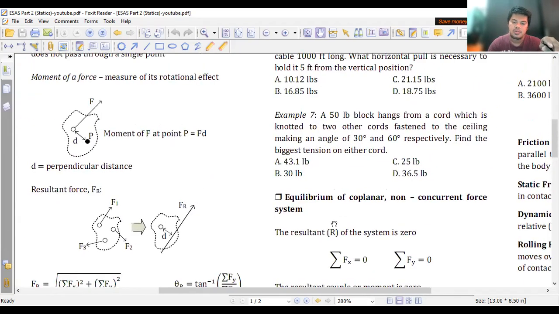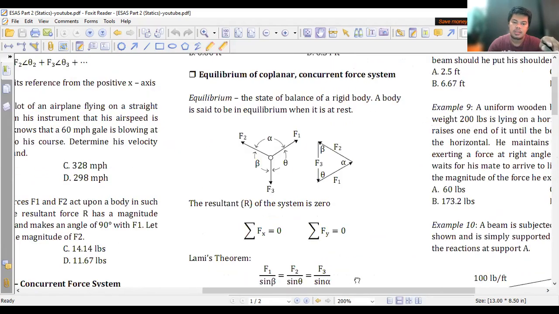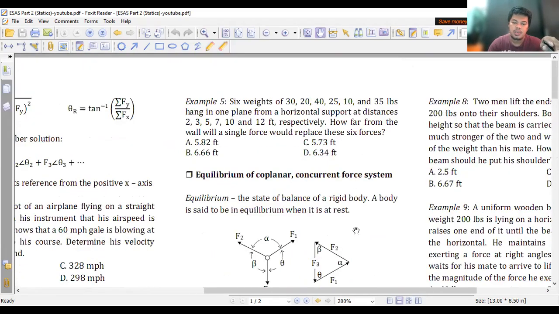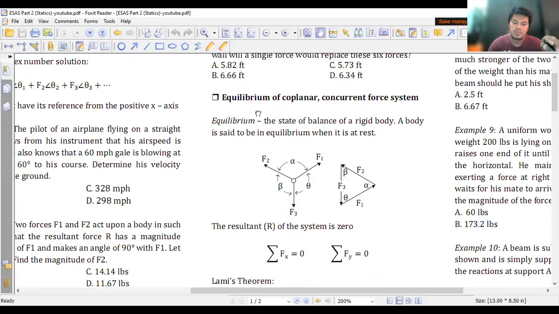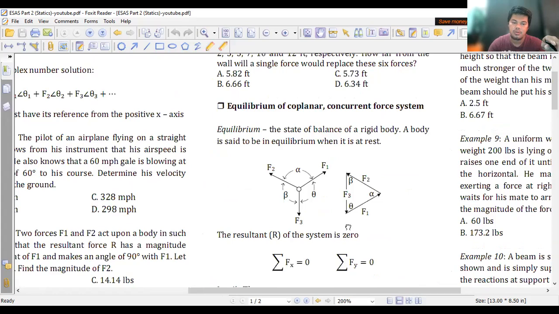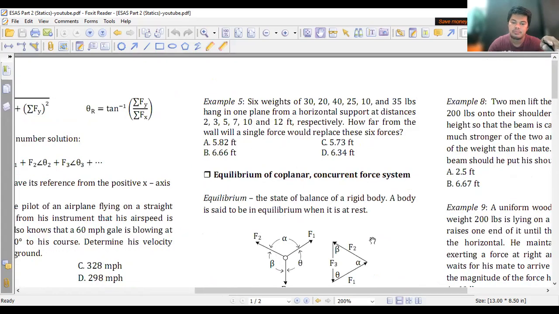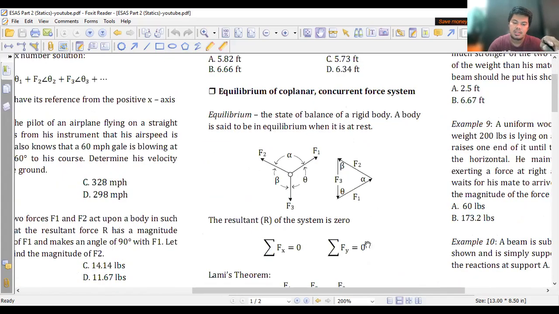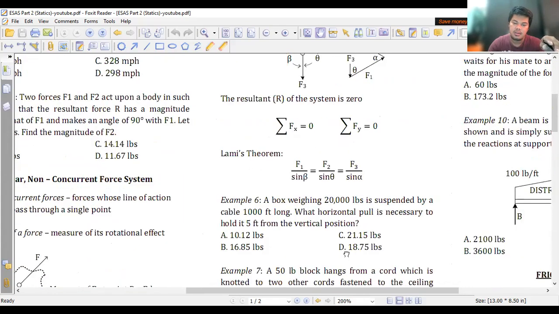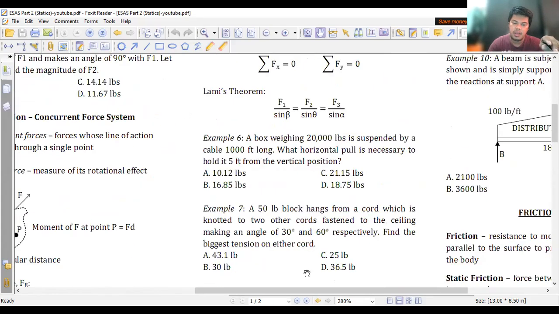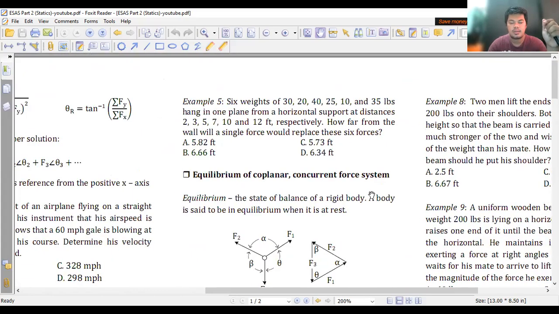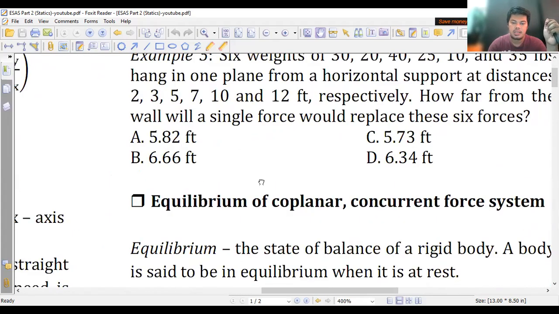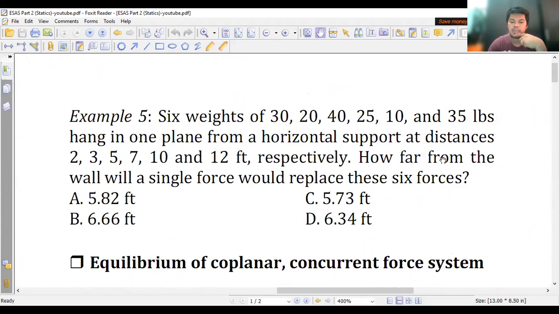Okay, and then we use the concept to solve, for example, number 5. It will be followed by another topic, but before that, we'll try to focus first on example number 5.